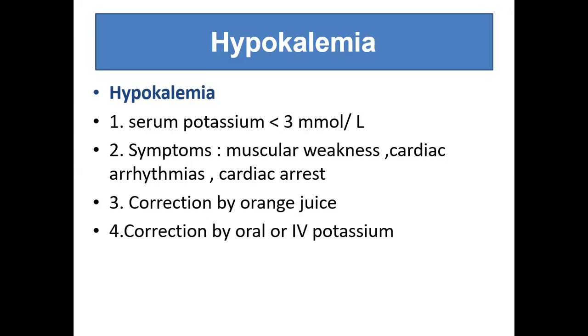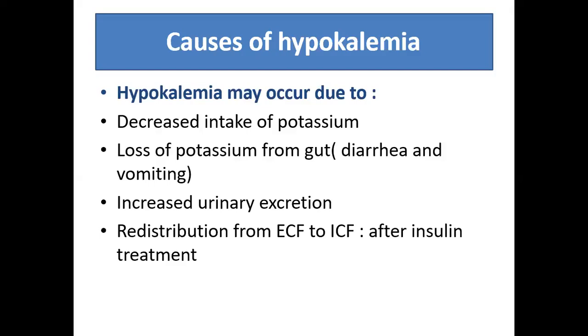And as far as correction is concerned, if the patient is stable and he can tolerate oral diet, we might give him orange juice in order to correct this hypokalemia. But if the patient is not tolerating oral diet, then we will correct that hypokalemia with IV potassium. What will be the causes of hypokalemia?